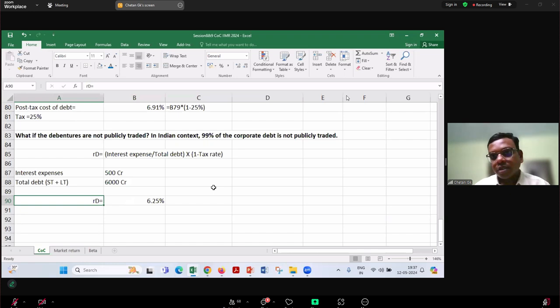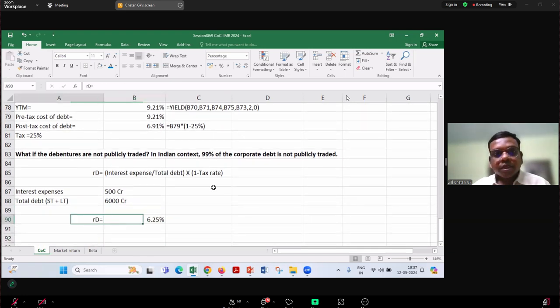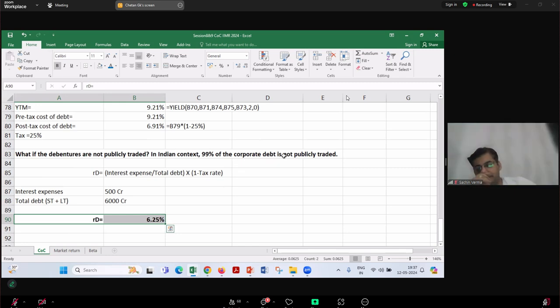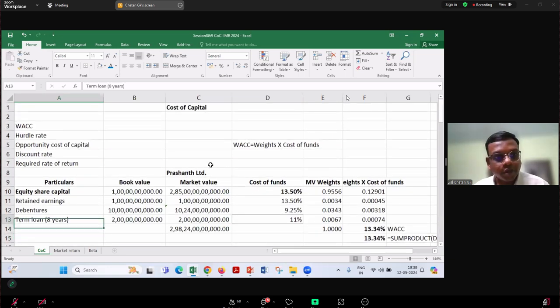If your debt is not publicly traded, why? If the debt is not publicly traded, then you'll not be able to compute the YTM in that situation. When you do projects for your own companies, you'll come to know that many of your companies' debt is not being traded in the open market. So in that situation, the way to compute the cost of debt is using this shortcut method. Is it clear, everybody? This is the second method of computing the cost of debt. Shall we go ahead with the next one? So now we have understood how to compute the cost of debentures.